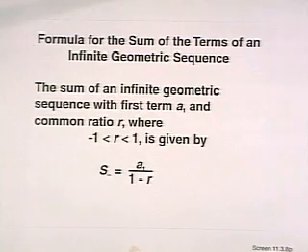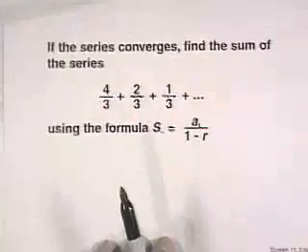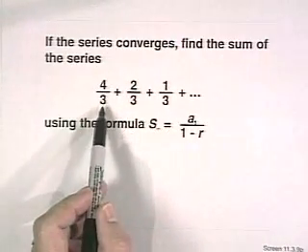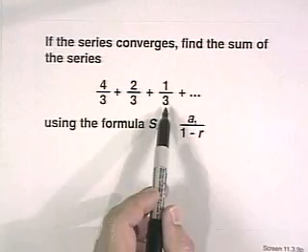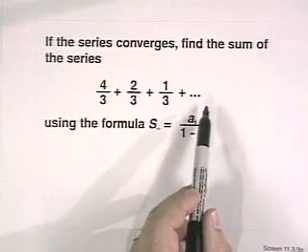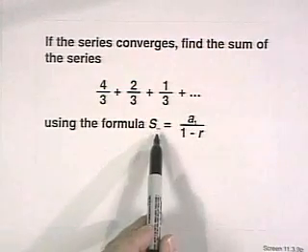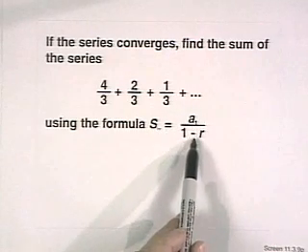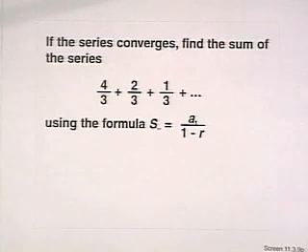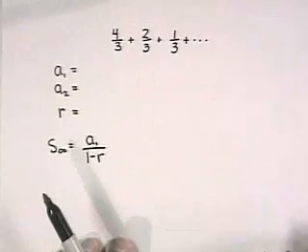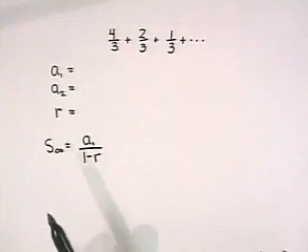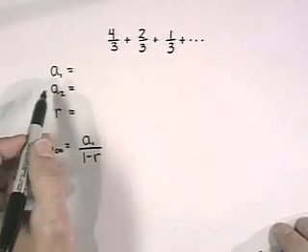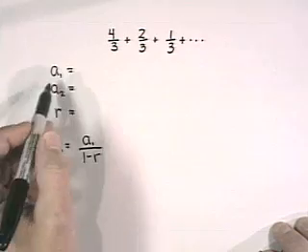Let's consider a sample. If the series converges, find the sum of the series 4/3 plus 2/3 plus 1/3 plus, and so on. We'll use the formula. The infinite sum is equal to a1 divided by 1 minus r. First, we need to find out whether or not this actually is a convergent series. We'll do that by finding r.